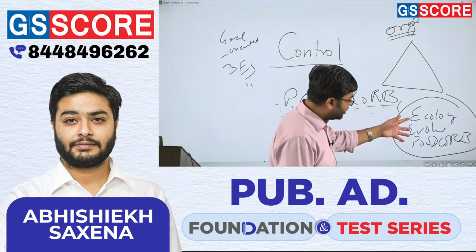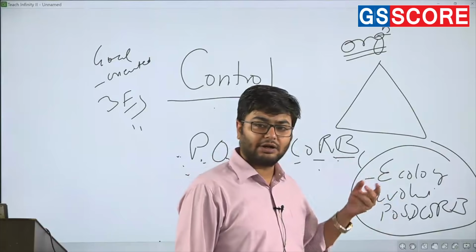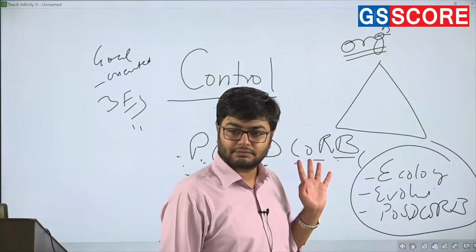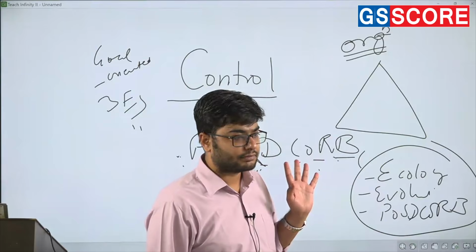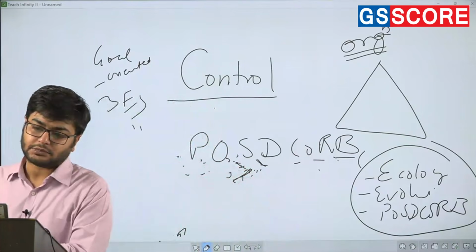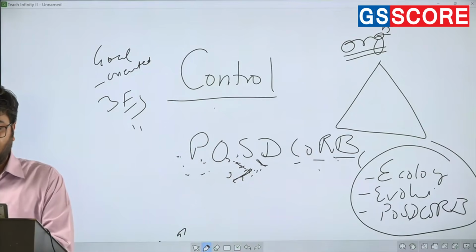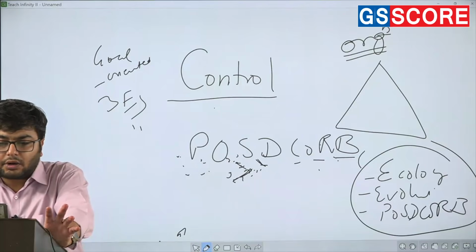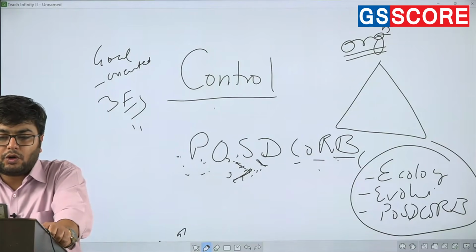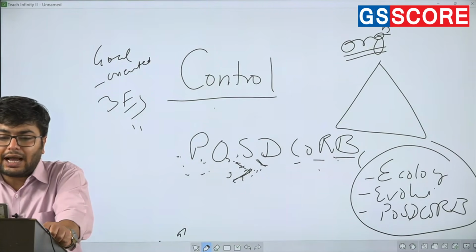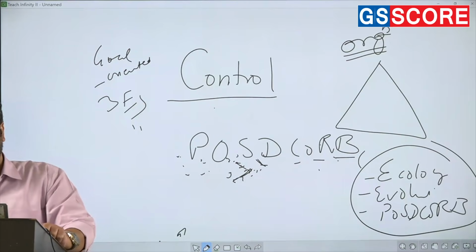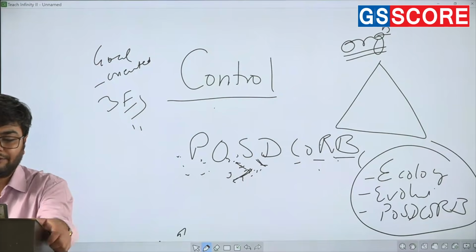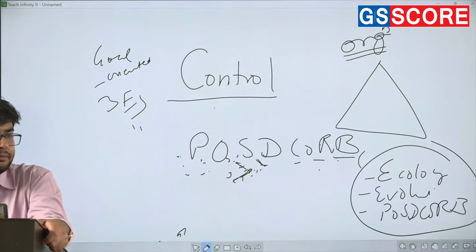The one who can learn to play with these three things can do anything in public administration. Now, you see, the control itself has a future orientation. It is forward looking. That means you are controlling the future actions, not the past one.